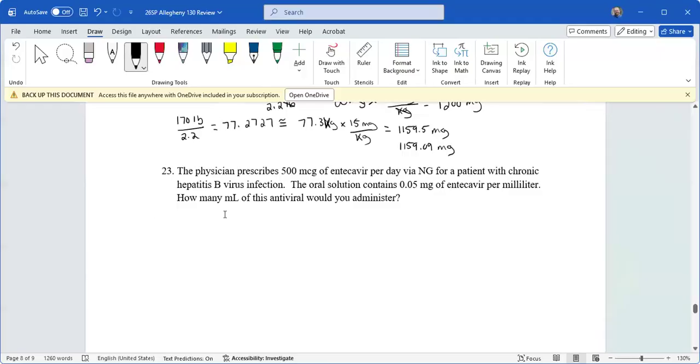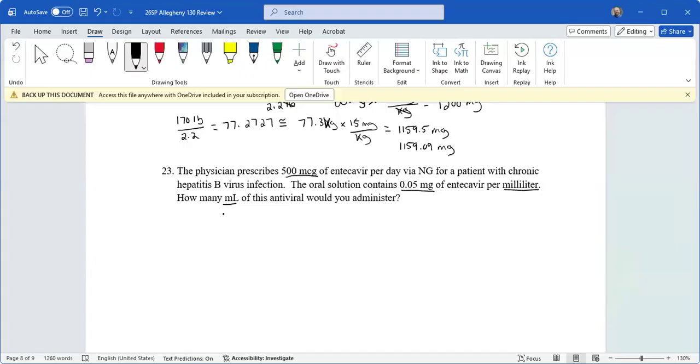All right. This one's a doozy, just because it's asking you to do multiple conversions. So it says the physician prescribes 500 micrograms of entecavir via nasogastric tubing for a patient with chronic Hep B virus infection. The oral solution contains 0.05 milligrams of entecavir per milliliter. How many milliliters will you administer?